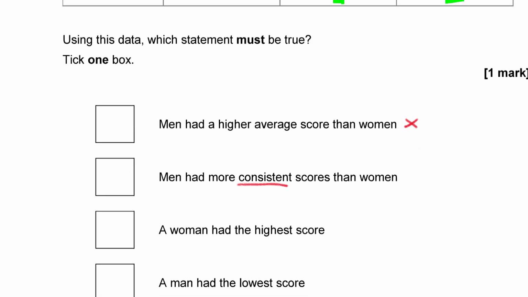So less variation means more consistency. So I'm going to say that one is true. Let's just double check the last two.